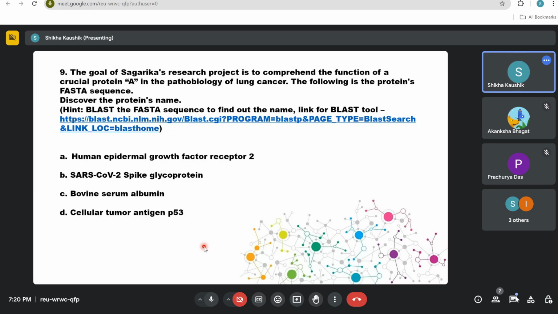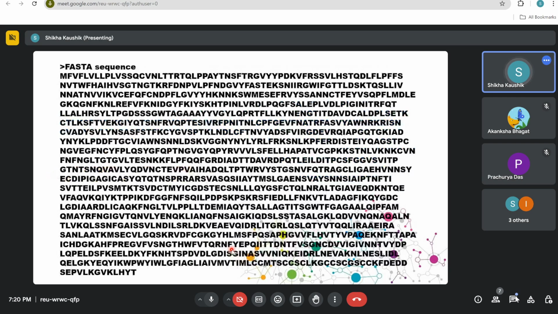This is the whole BLAST sequence; sorry, I showed you the answer already, but this is basically the FASTA sequence she got from her research project. Now she wants to know what its role is. Whenever you have your proteome, you get your data in the form of a protein sequence, right? So you directly put the sequence.